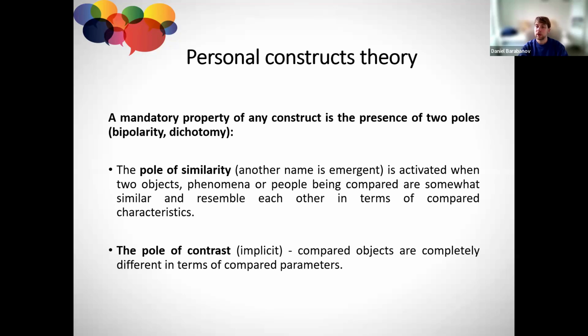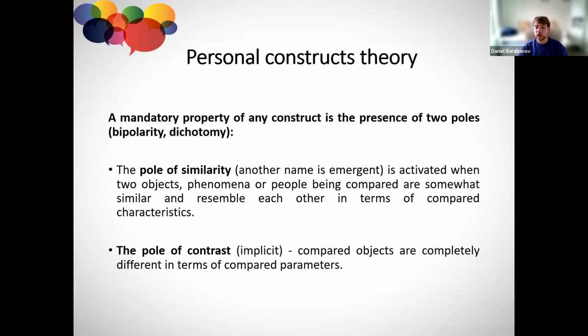So, for example, you have a personal construct of intelligence. What is it to be intelligent, right? You compare different people and you find that two people are similar. For example, they're equally smart or equally not smart, right? So you suppose they're similar.